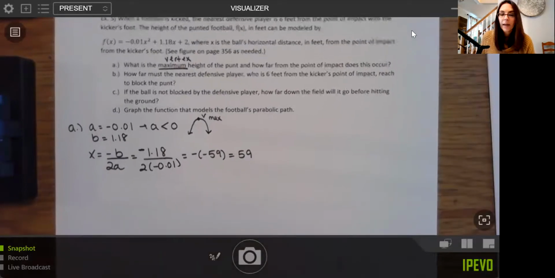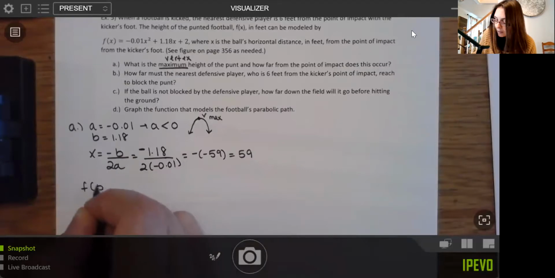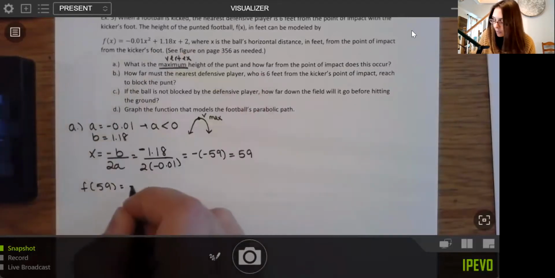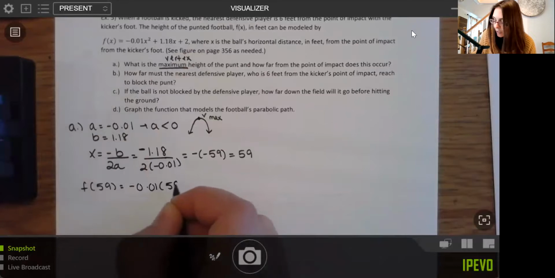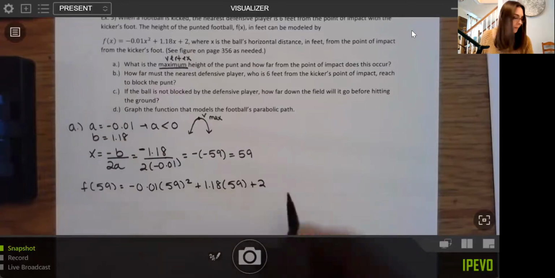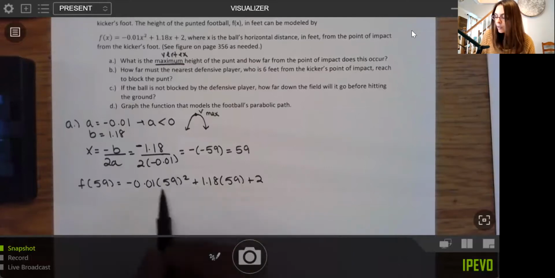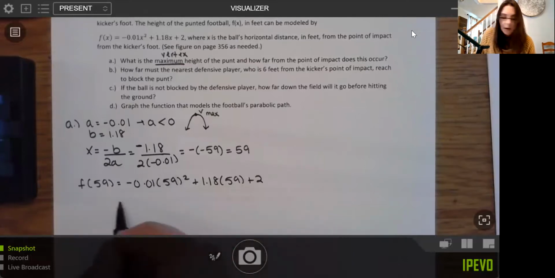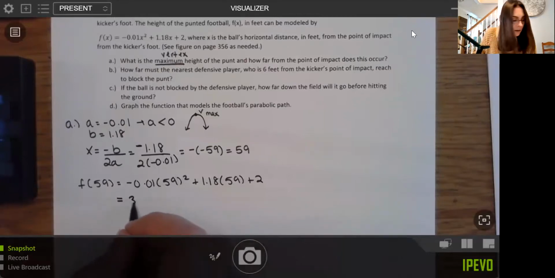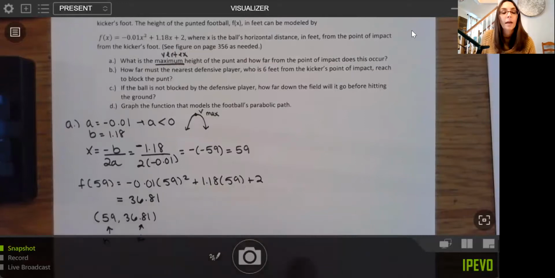And then we're going to go ahead and plug this back in. And again, we're just using our calculator here to get the value. So now I'm looking at f of 59. So I go up to my equation, negative 0.01 times 59 squared plus 1.18 times 59 plus 2. And when you multiply this all out, again, you would do your squaring first, then your multiplication. What you're going to go ahead and get is 36.81. So the point that we have here is 59, 36.81. So this is my h value in my vertex, and this is my k value in my vertex.